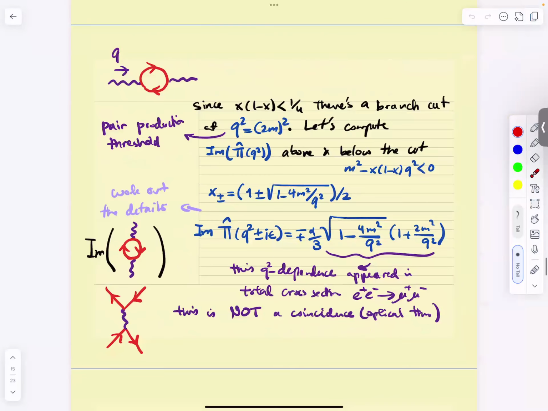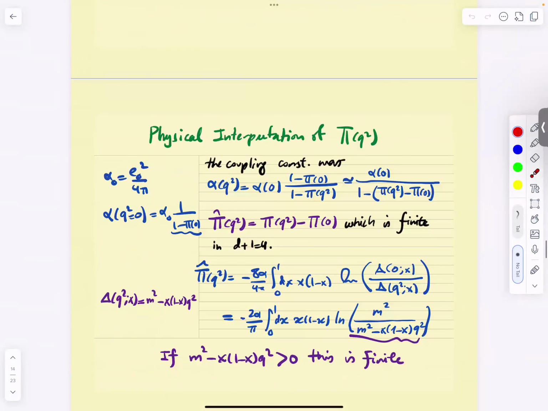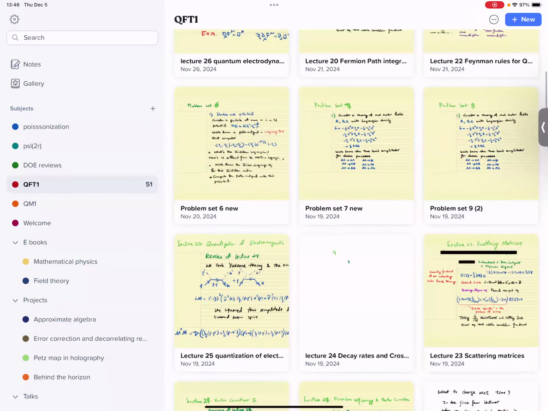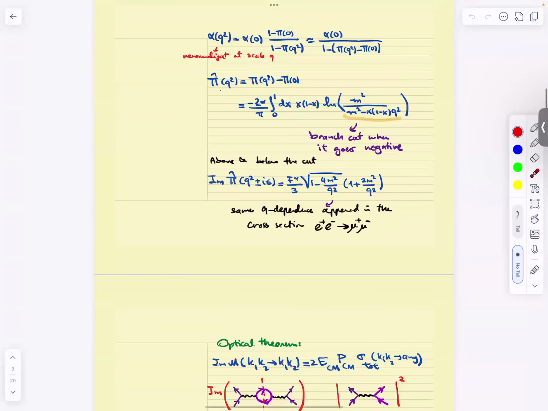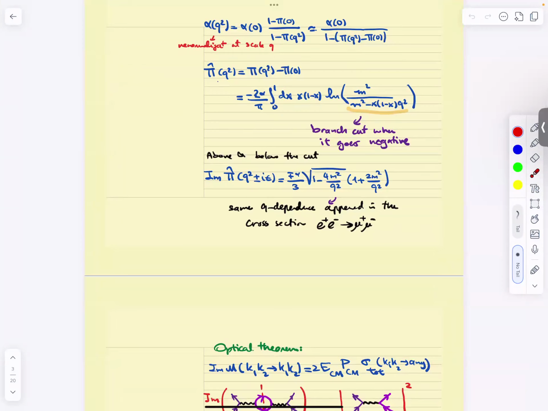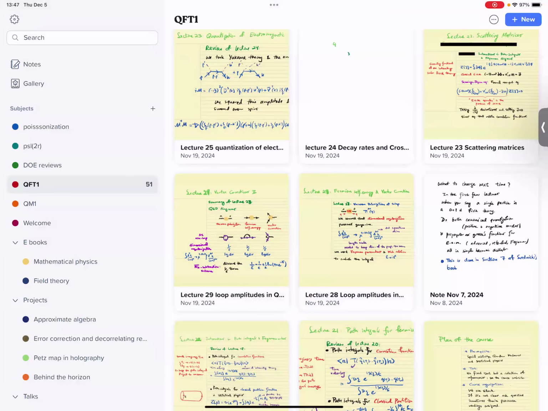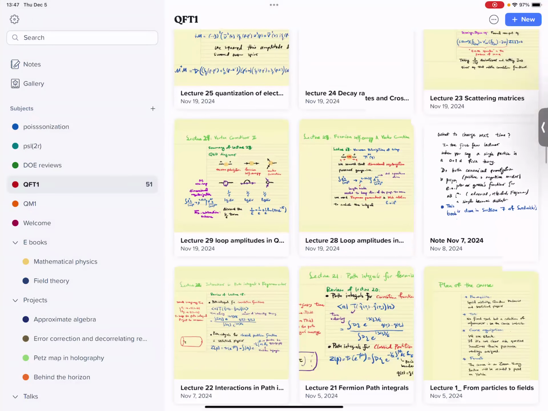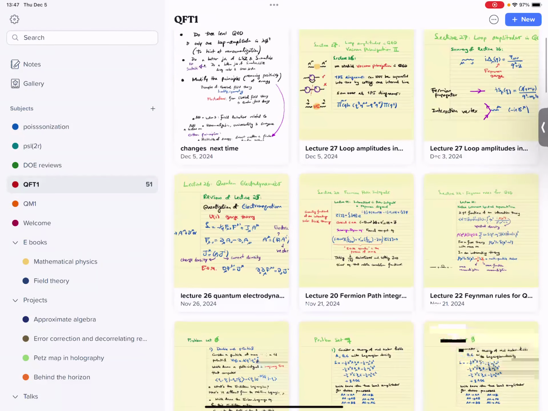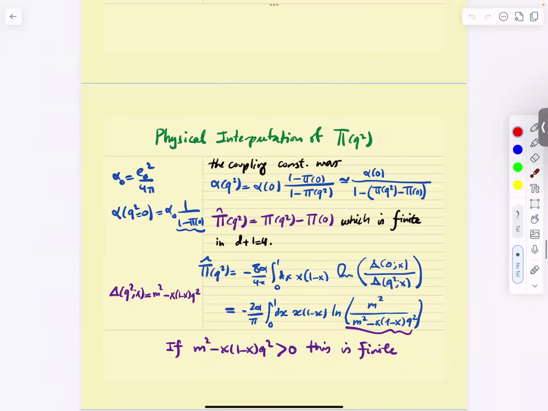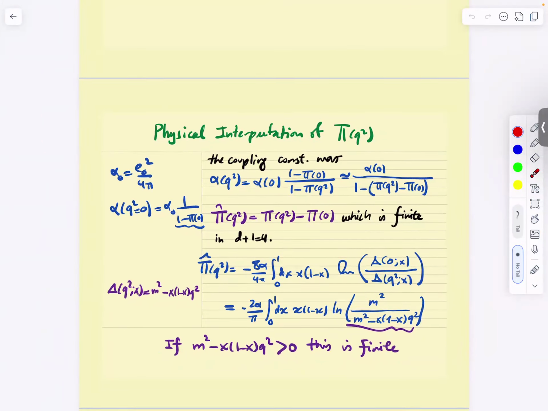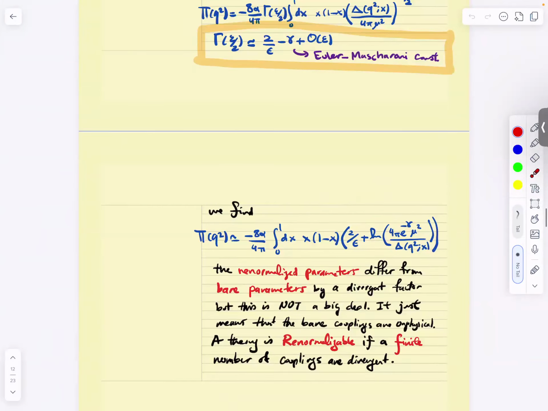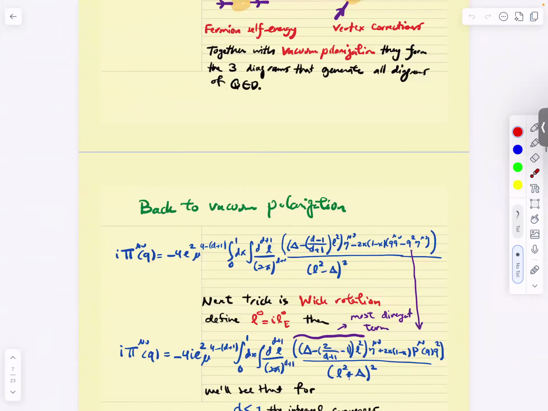Let me see. I'm actually going back. I think I should go back to the previous file. Okay, so let me remind you what this calculation was about.